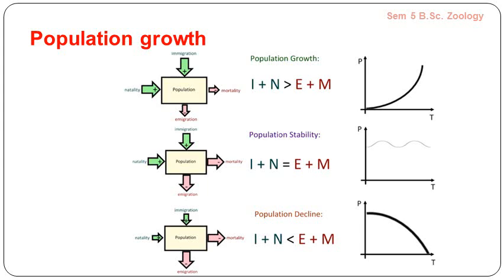Okay. In the third graph, you can see that emigration and mortality is more than natality and immigration. So a larger number of individuals is being taken out from the population by way of emigration and death. So what happens is there is a population decline. The graph is just the opposite of the first graph. Okay, so there is a population decline. So these are the three situations resulting from the interaction of the four primary parameters influencing the population size and population density.